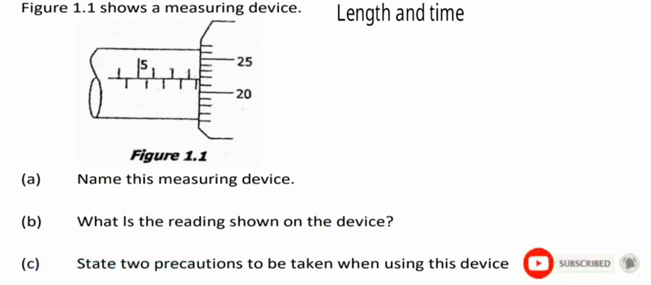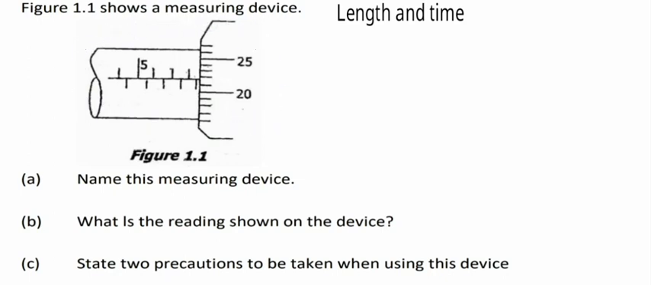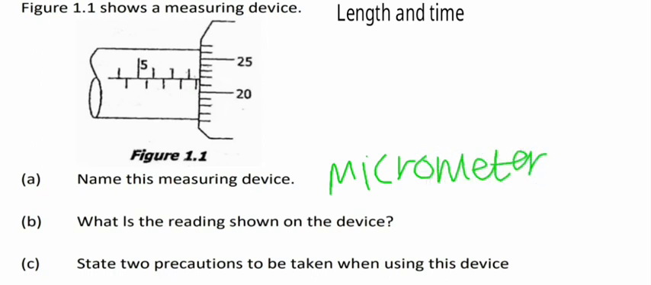To start with, the question is saying figure 1.1 shows a measuring device. So we have this measuring device. The first question, question A, is saying name this measuring device. The name of this measuring device is called the micrometer screw gauge. That's the name of this device. Whenever you see something like this one here, just know that this is the micrometer screw gauge.